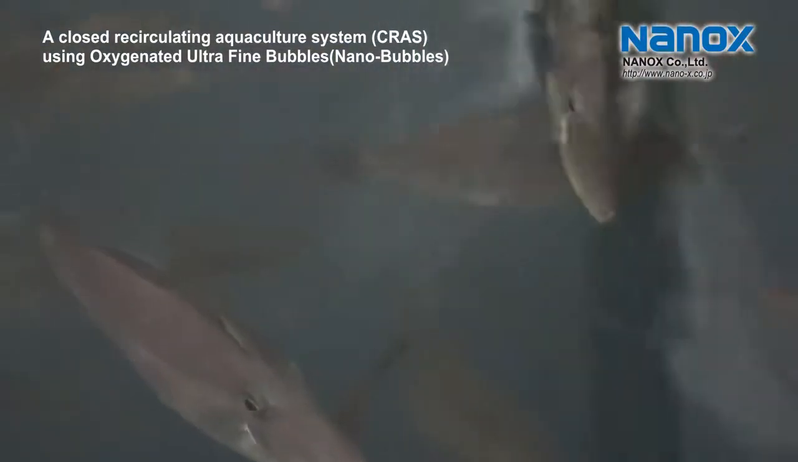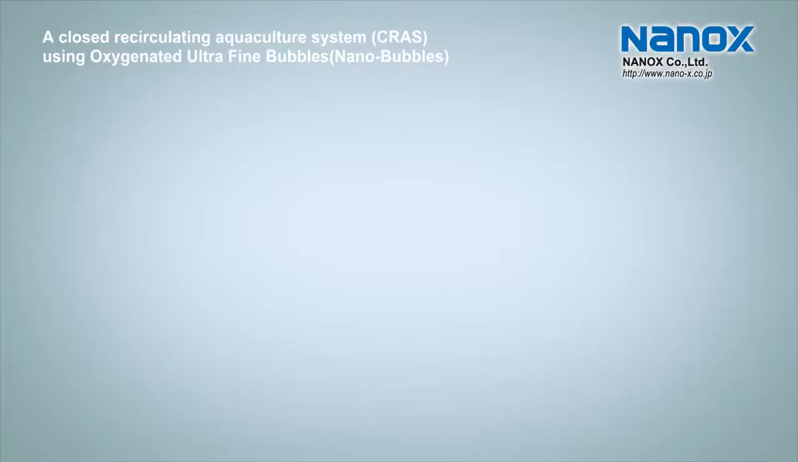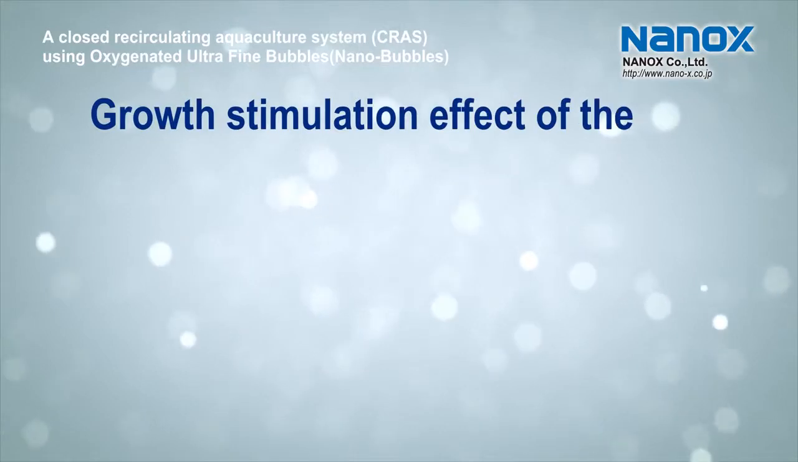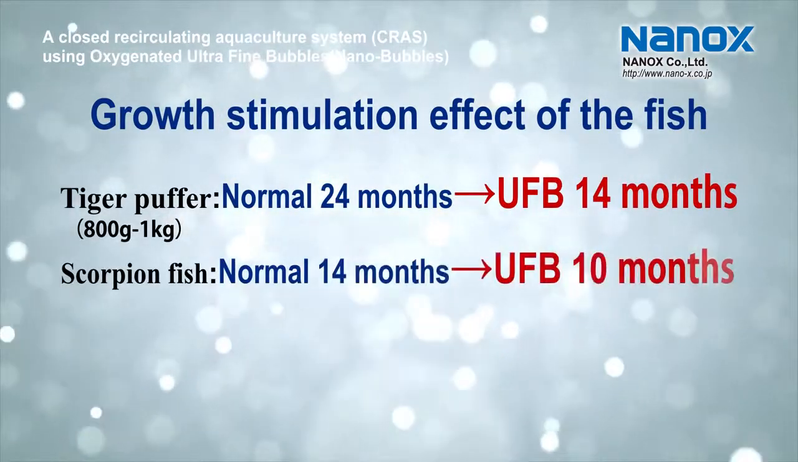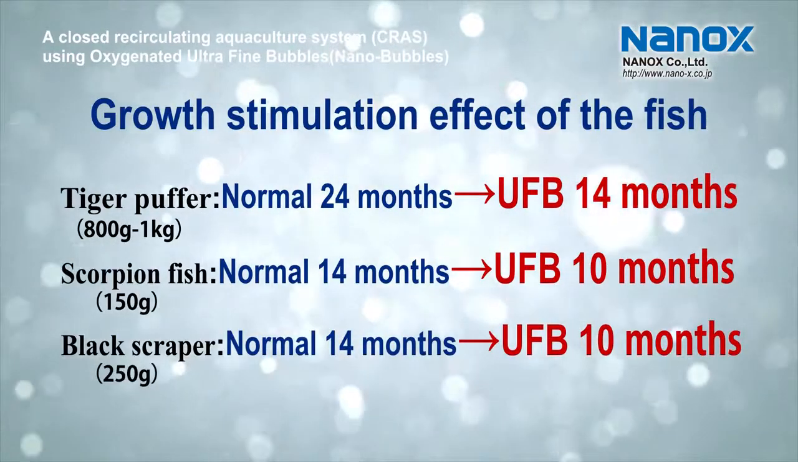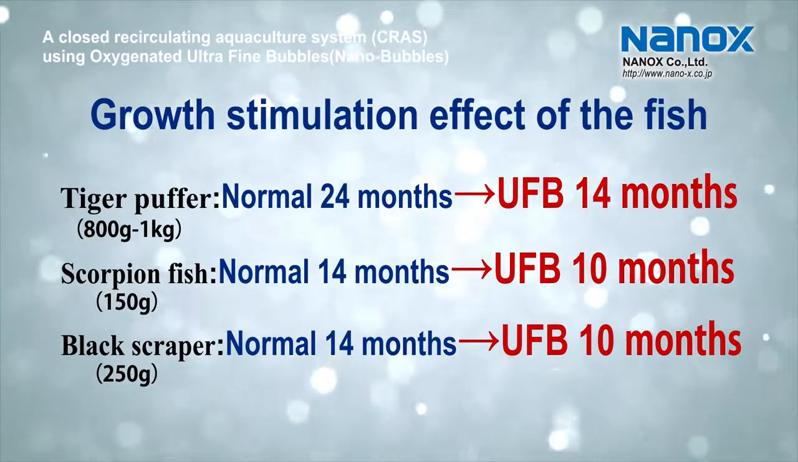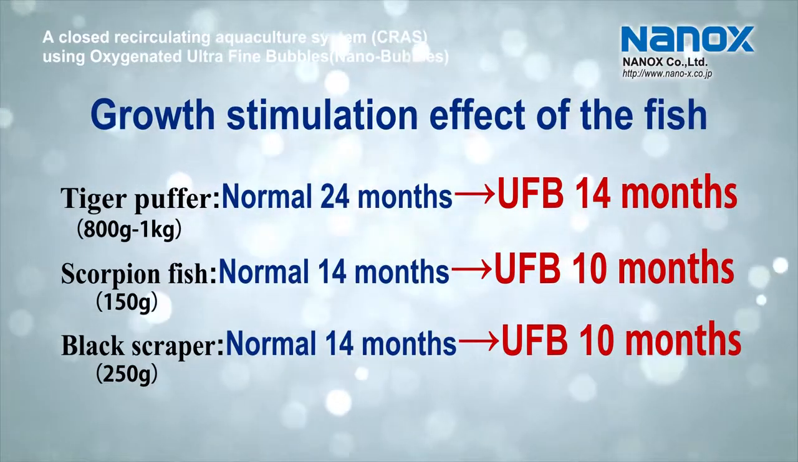In addition, it is noteworthy that the growth period has been reduced. At the present growth rate of fishes, it is expected that tiger puffer will reduce its growth time by 10 months, and scorpionfish and black scraper will reduce by 4 months. Of course, reducing the growth period will benefit fish farmers suffering from low profitability.